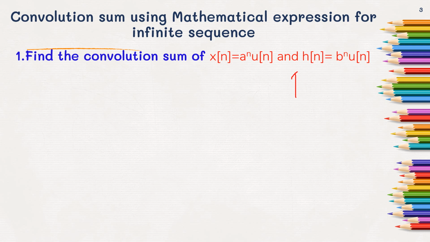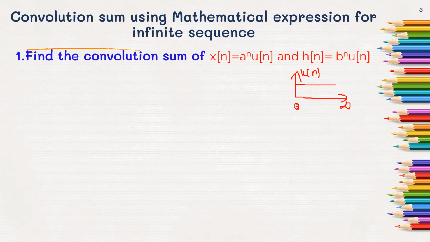How does a step signal look like? A step signal is going to be 1 from 0 to infinity. That is, for n greater than or equal to 0, u of n is going to be equal to 1. So that is why you call this sequence an infinite sequence. In the same way, h of n is equal to b power n into u of n. Similarly, it is getting multiplied by u of n, which means that u of n is equal to 1 for n greater than or equal to 0. So we are going to find out the convolution of such sequences.